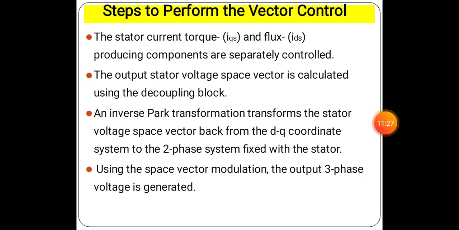Now the stator current torque producing component IQS and flux producing component IDS are separately controlled. Next, the output stator voltage space vector is calculated using the decoupling block, and the inverse Park transformation transforms the stator voltage space vector back from the DQ coordinate system to the two phase system fixed with the stator. At last, using space vector modulation, the output three phase voltage is generated. So this is the algorithm. According to that, we can perform the vector control method easily, step by step.